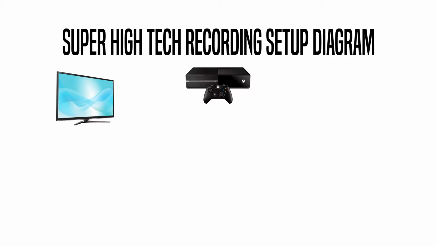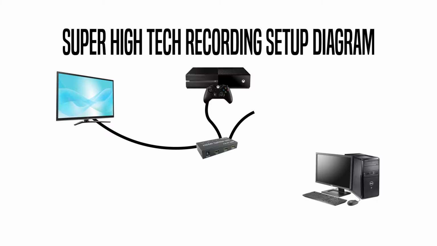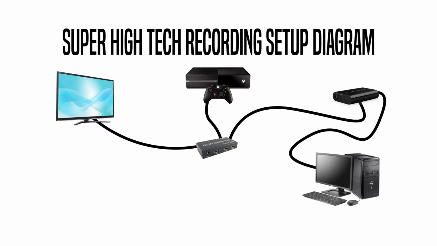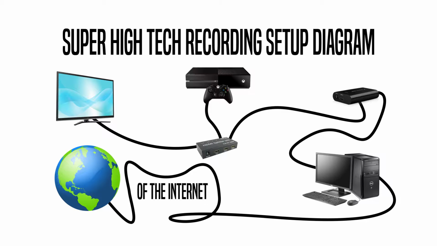Which moves to step 3. TV and Xbox in one room. I have an HDMI splitter so I can switch between the TV and my computer. HDMI cable runs to the Elgato, Elgato to the computer, computer to the world, the internet and all that. Now that everything is hooked up, the game is set up, and all the stuff is inputted correctly, I hit go ahead and record it, and then I just kind of sit back and be fat and lazy for a minute.